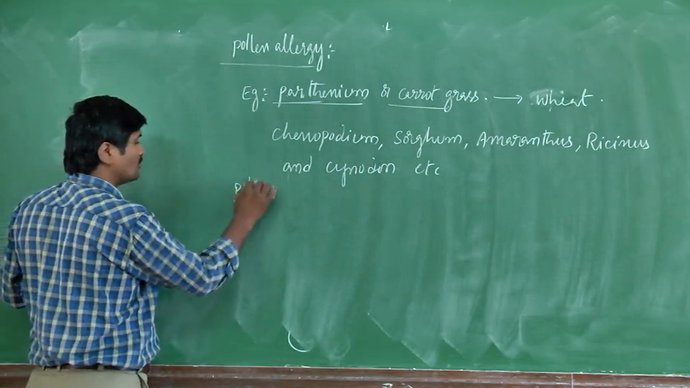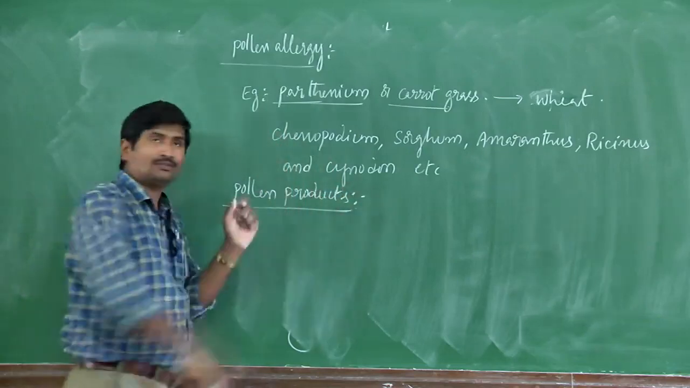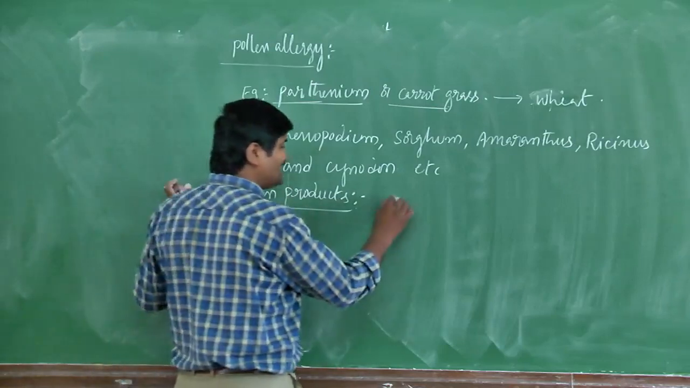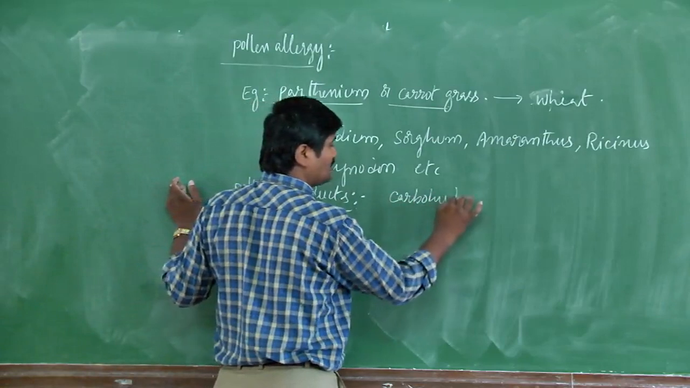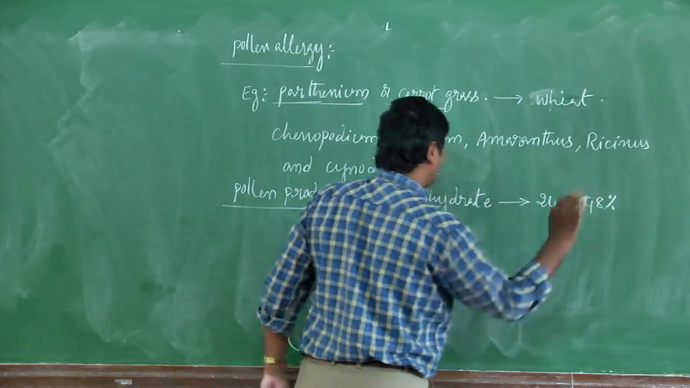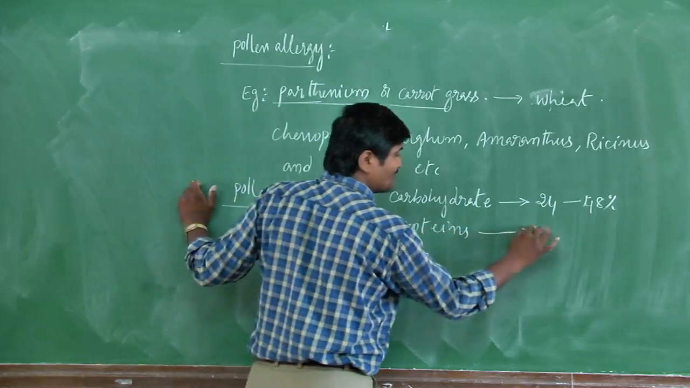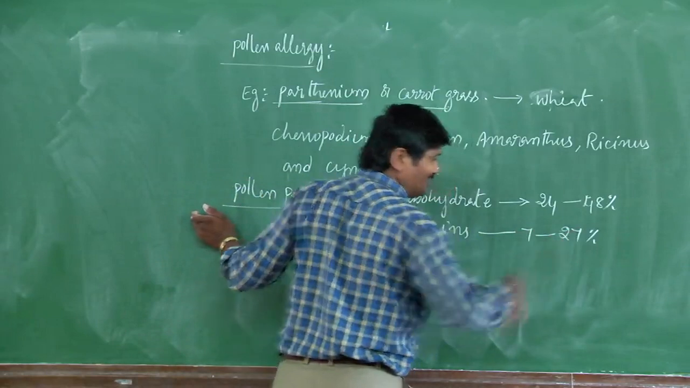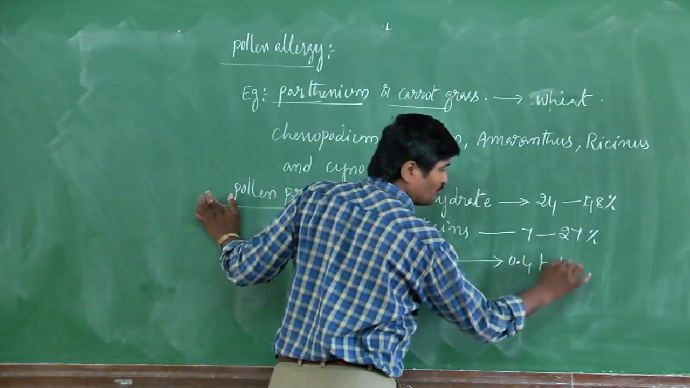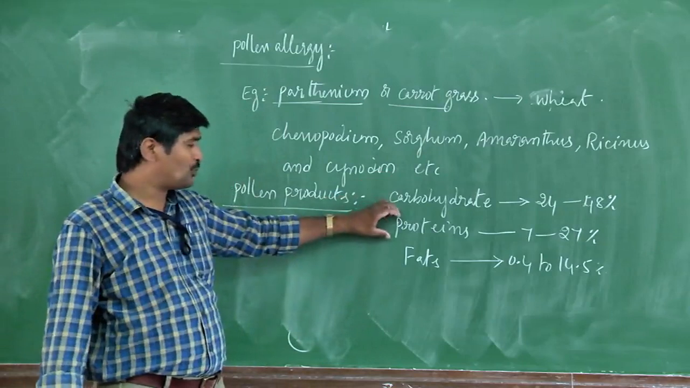Next one, pollen products. The pollen grains are so rich in nutrients. What nutrients are present in pollen grains? One is carbohydrates, nearly 24 to 48% of carbohydrates are present in pollen grains. Proteins, 7 to nearly 27%. Fats, 0.4 to 14.5 nearly. These are the approximate compositions of these nutrients, carbohydrates, proteins and fats.